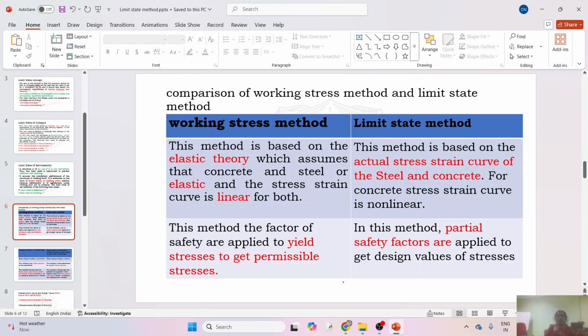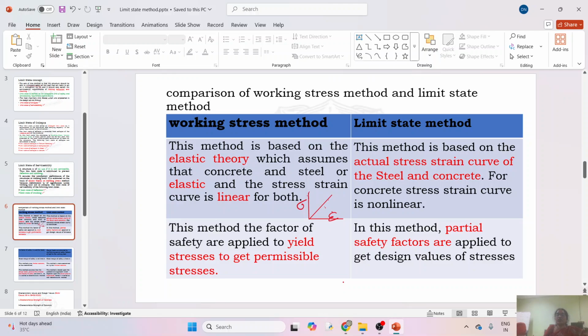The next one is comparison of working stress method and limit state method. Working stress method: this method is based on the elastic theory. We assume that concrete and steel are elastic. So the stress strain curve is linear for both materials. Here the y-axis is stress and the x-axis is strain. So the stress strain curve is linear. We assume it like that.